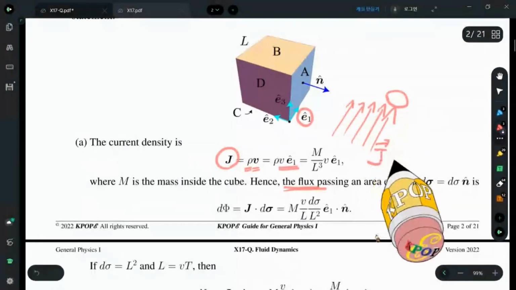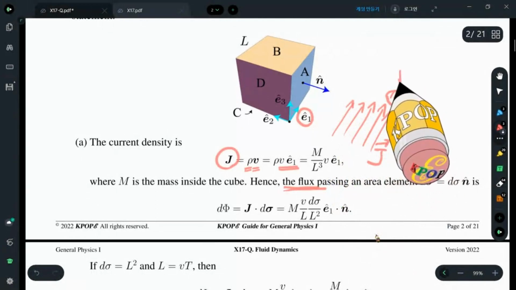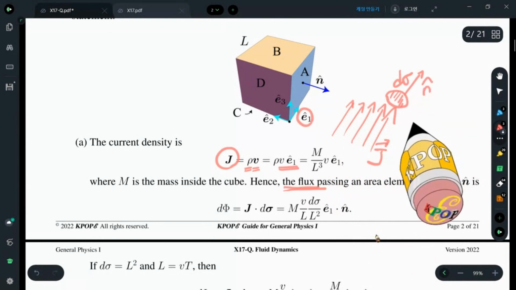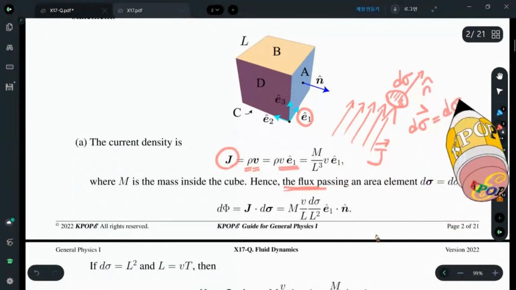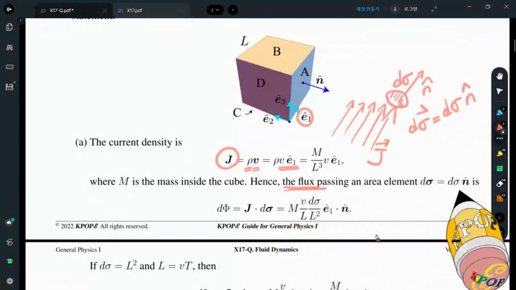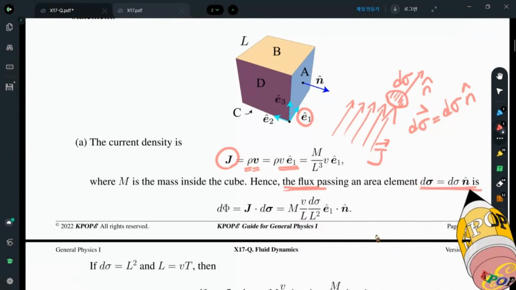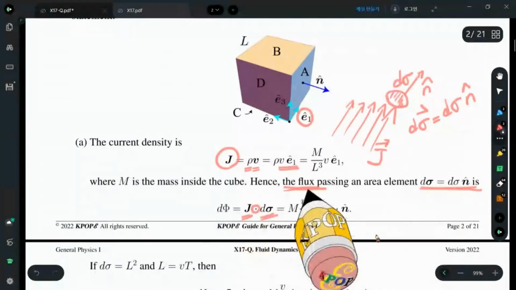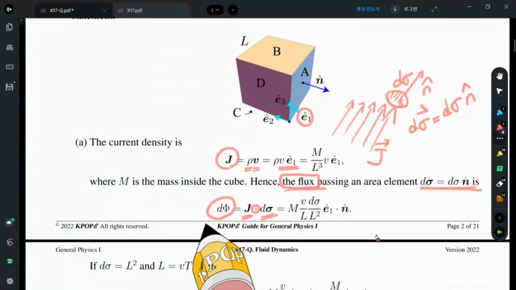We have J, the current density, flowing, and we have a cross-sectional area d sigma, and its normal vector n hat. Then we call d sigma vector, that is d sigma multiplied by the unit vector n hat, to be the infinitesimal area vector. The scalar product of the current density and the area vector defines the flux d phi, by definition.